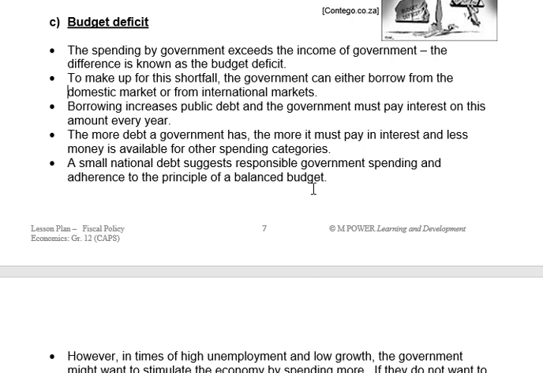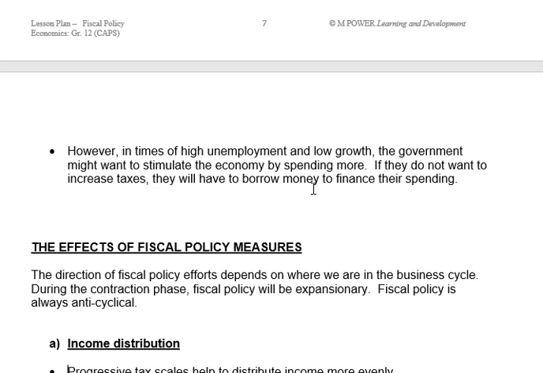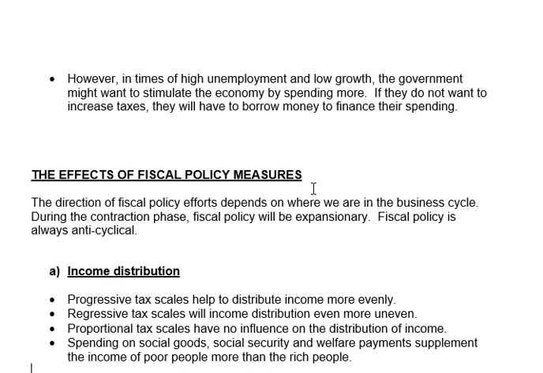All right. Now, when a country has a small national debt, that indicates that government spending was done responsibly. Responsible government spending means that you don't overspend. The government is not going to spend more than what they are earning, and therefore they will not have a deficit, so they don't need to borrow. However, when there's high unemployment in a country and low economic growth, which is what we are facing right now, the government will want to stimulate the economy by spending more.